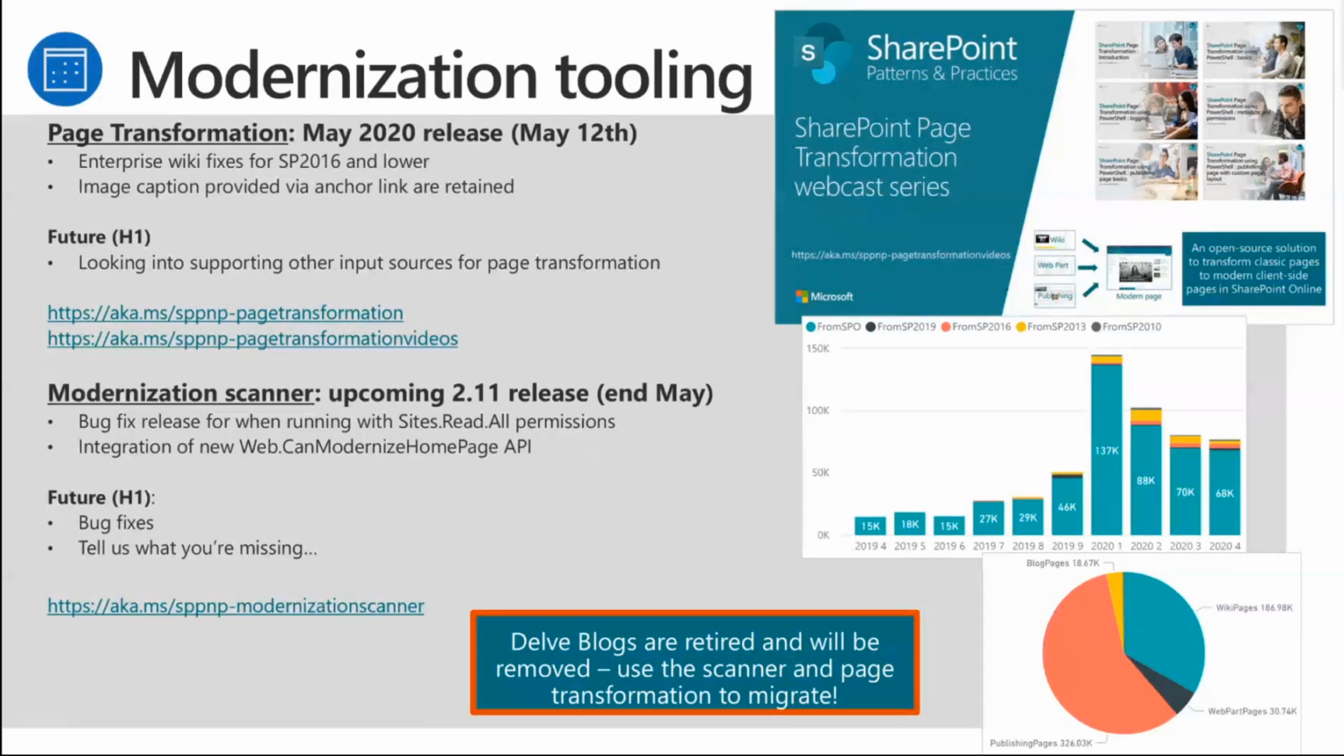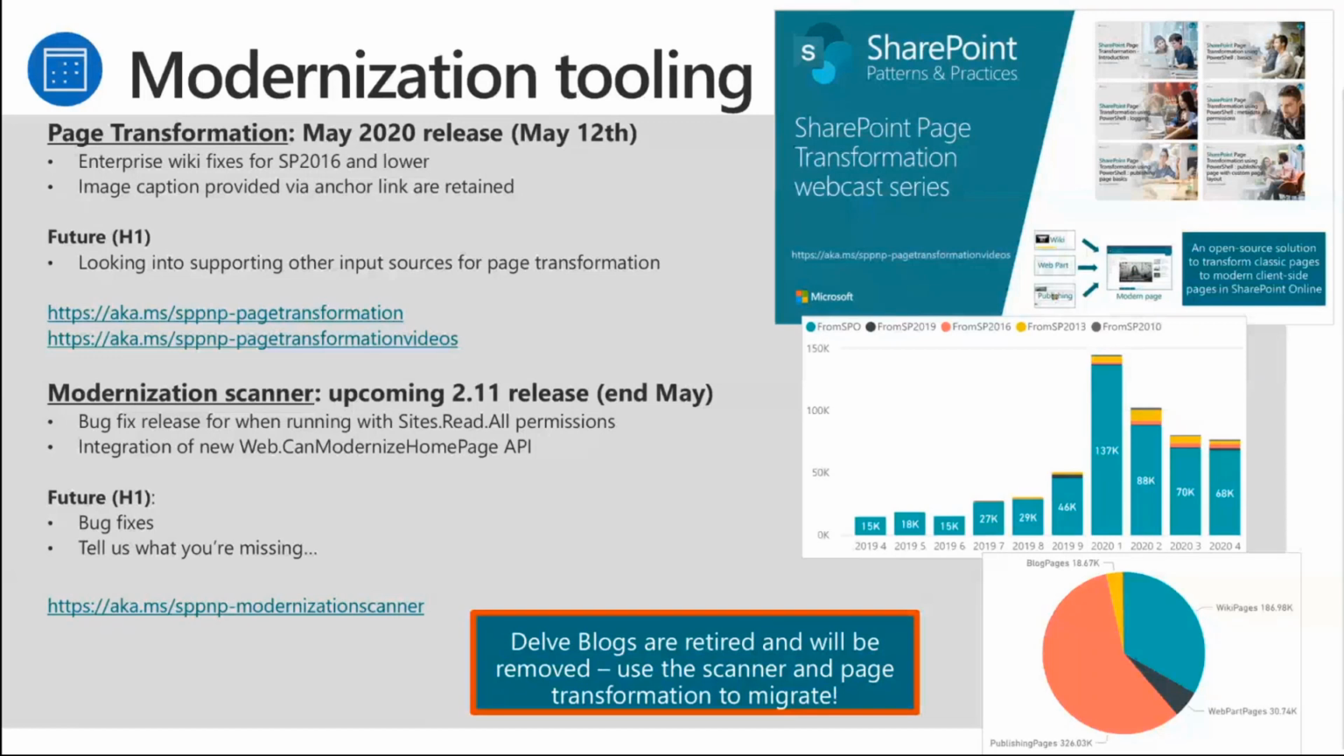Then the last component in the modernization story is the scanner. The upcoming 2.11 release shifted from mid-May to end of May. The reason is that we were waiting for a fix in the CanModernizeHomepage API, which is done and being rolled out right now.